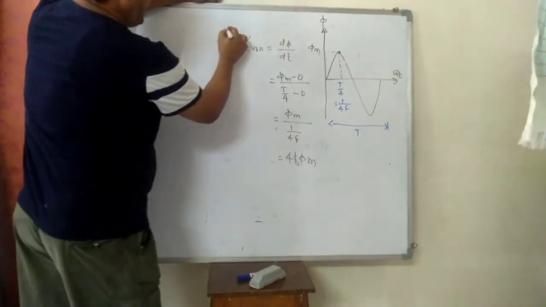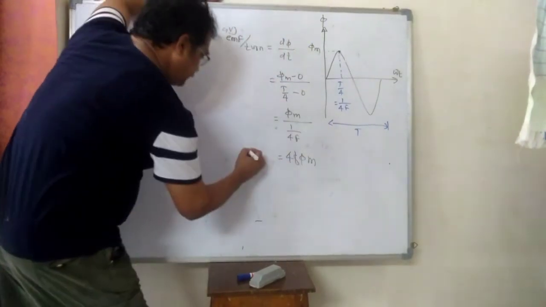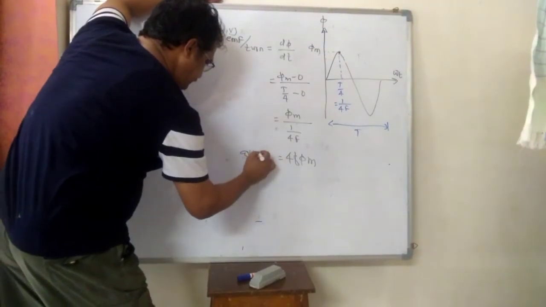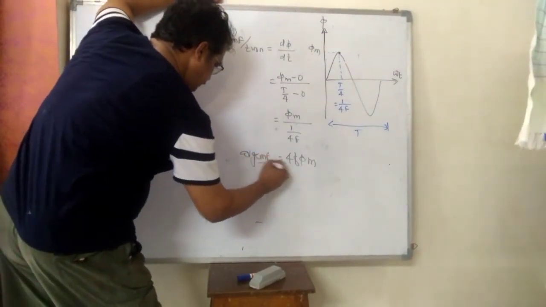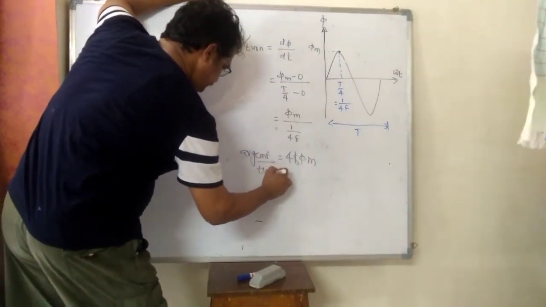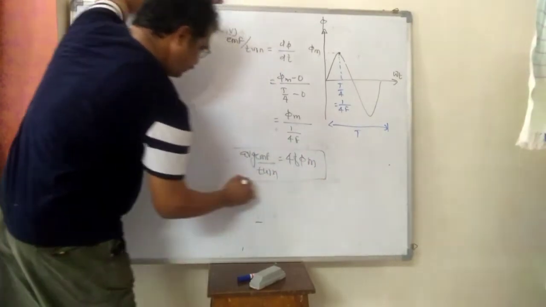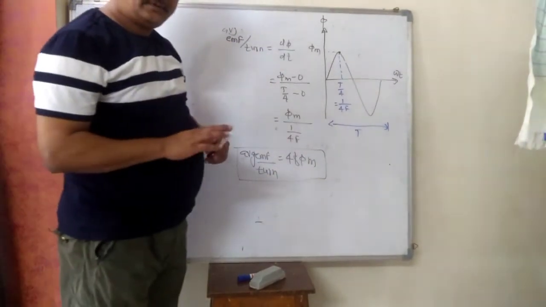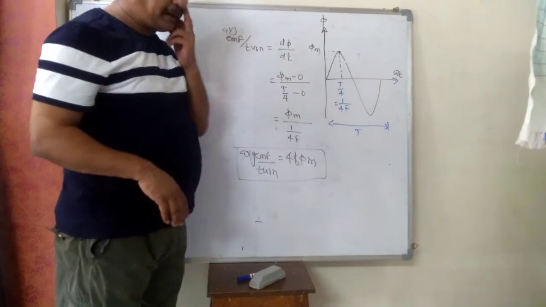So this is average EMF per turn, 4f phi m. Right? Average EMF per turn.